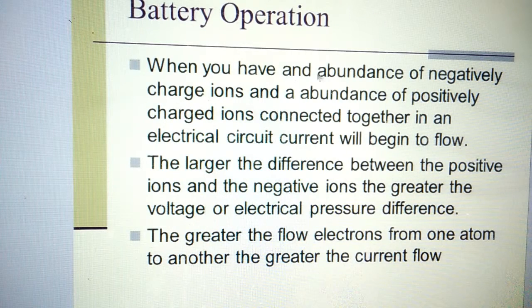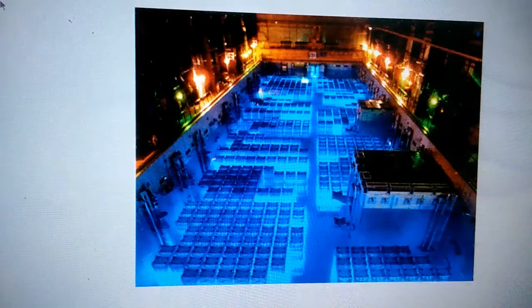Okay, here's more battery operation. When you have an abundance of negatively charged ions and an abundance of positively charged ions connect together, electrical current will begin to flow. So there's a chemical reaction between negative ions and positive ions. So now we understand that nuclear waste produces negative ions. It converts water into negative ions because of gamma radiation.